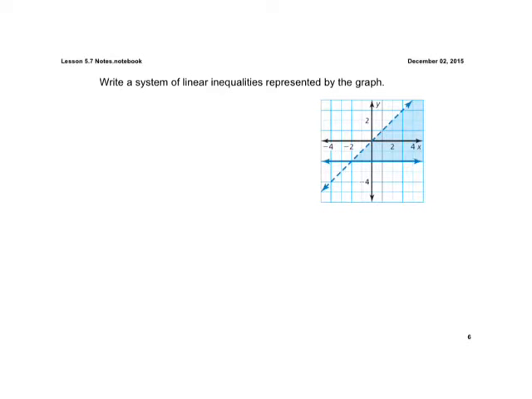All right, now we're kind of thinking backwards here. We need to write the system of linear inequalities. They already gave us the graph. We need to write the inequalities themselves.